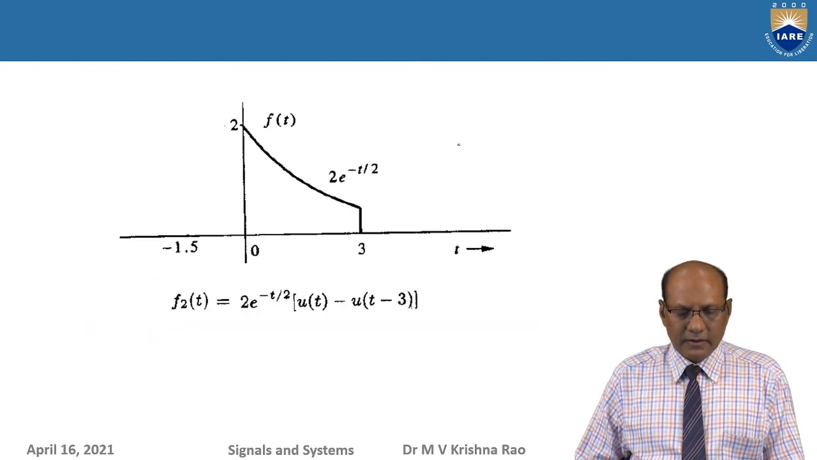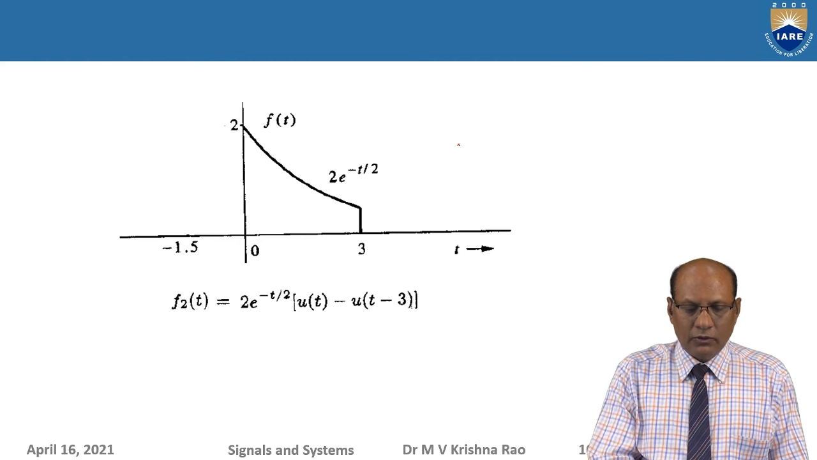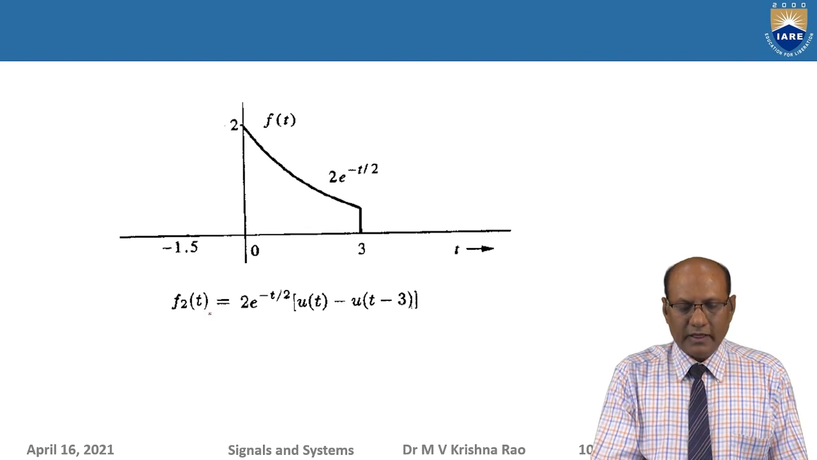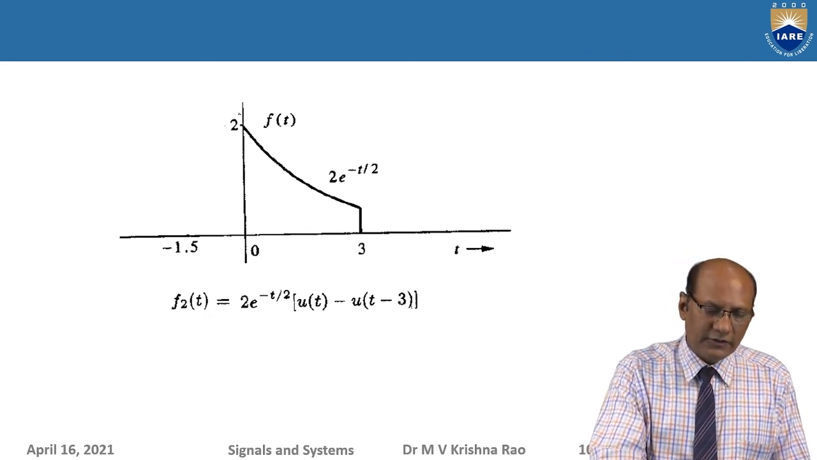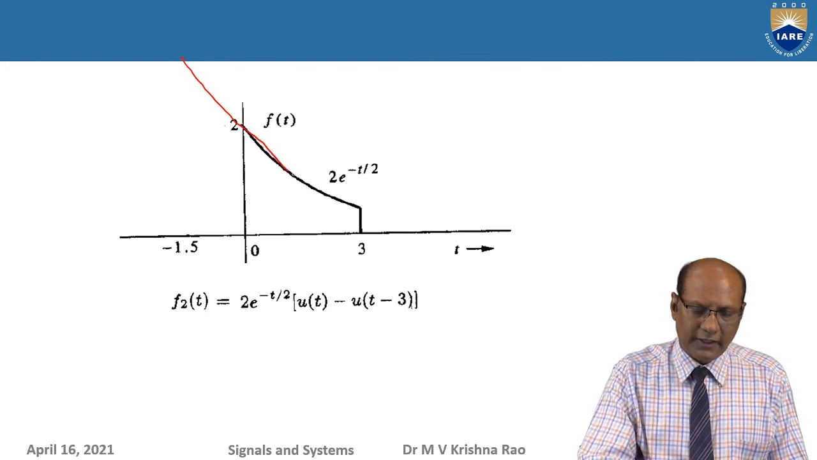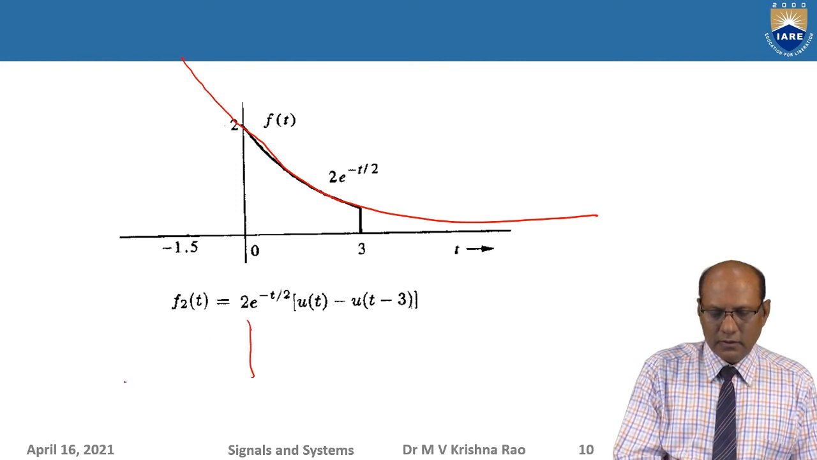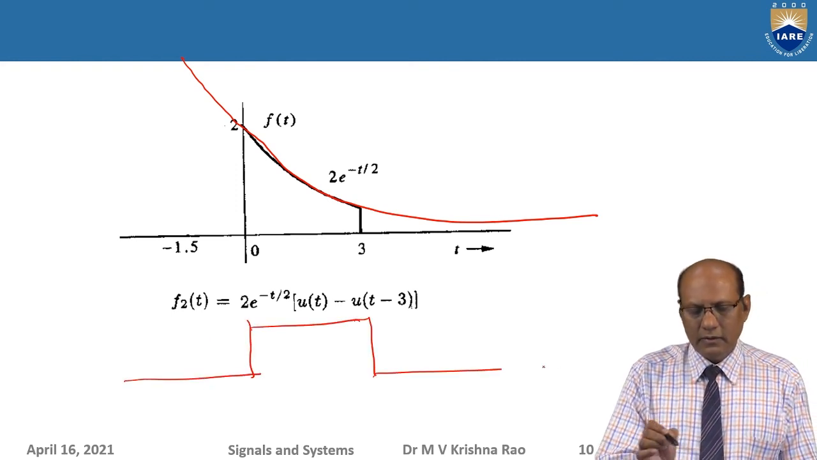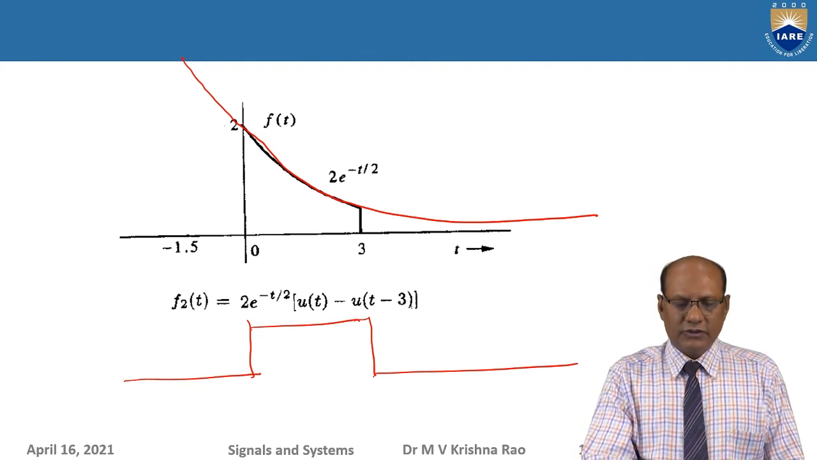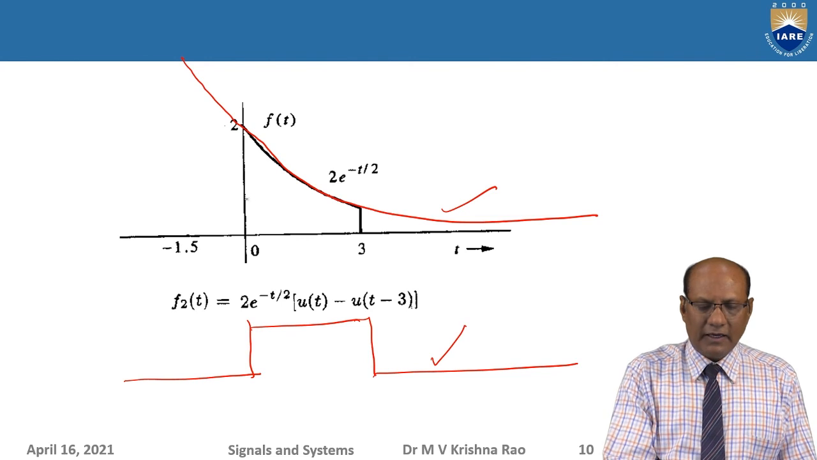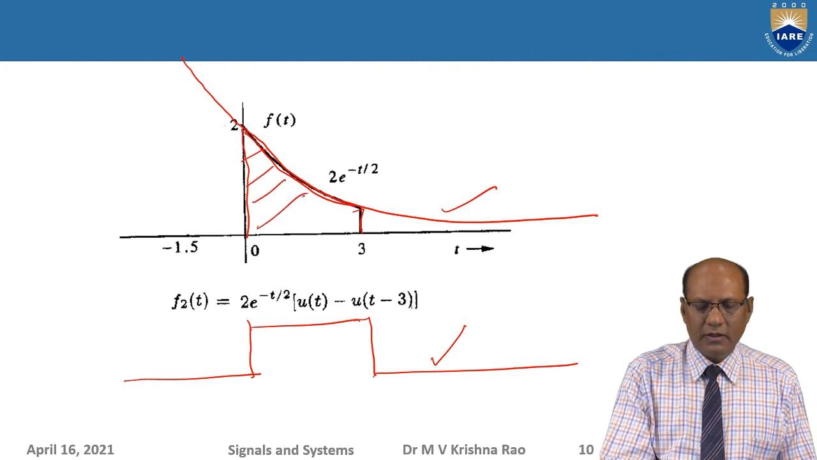I think I have done sufficient exercise for this. Now let us take another function here. So this is basically again multiplication of two functions. One function is an exponentially decaying, infinite curve like this. Another function is a pulse between 0 and 3. Okay, so this is my infinite decay function and pulse. If I multiply, I will get this one. I will get this given shape. This is the shape I want.